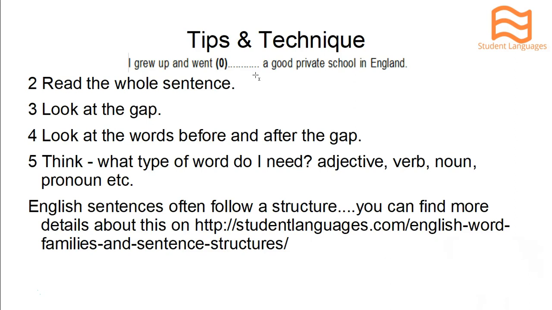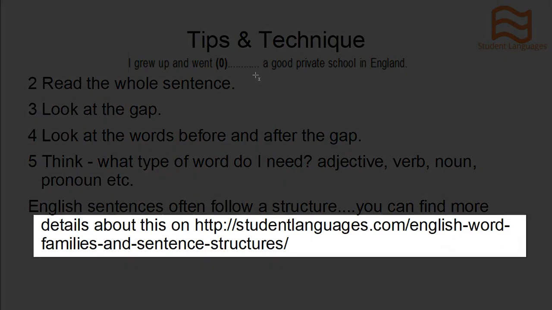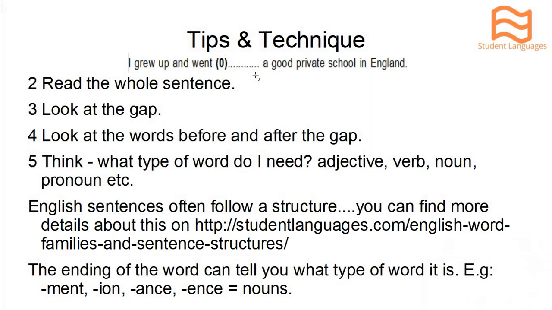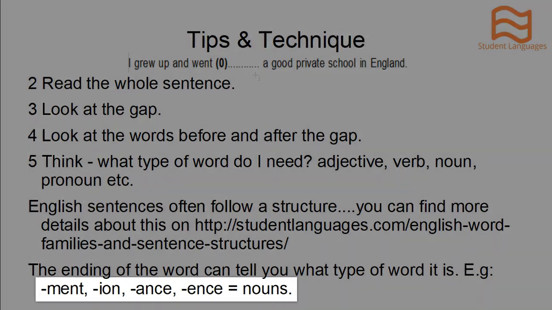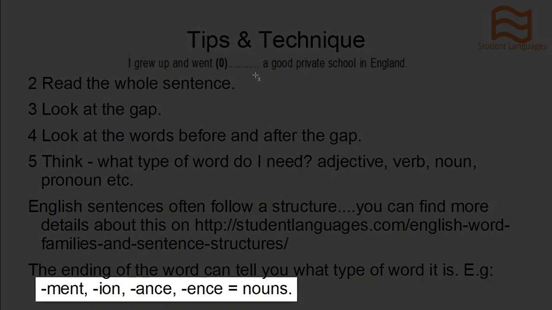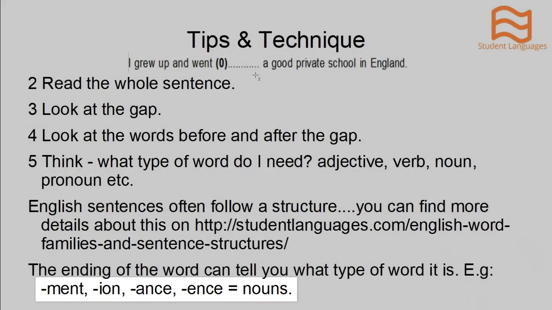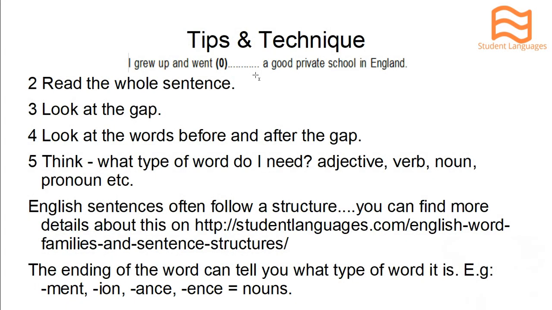In English, sentences often follow a structure, and you can find out more about sentence structures in English on my web page if you type this link into your web browser. But also, the ending of a word can tell you what type of word it is. For example, if a word ends in -ment, -ion, -ants or -ents, these types of words will be nouns. It's very useful for the whole of the Use of English paper to understand and know about sentence structures and word formations.